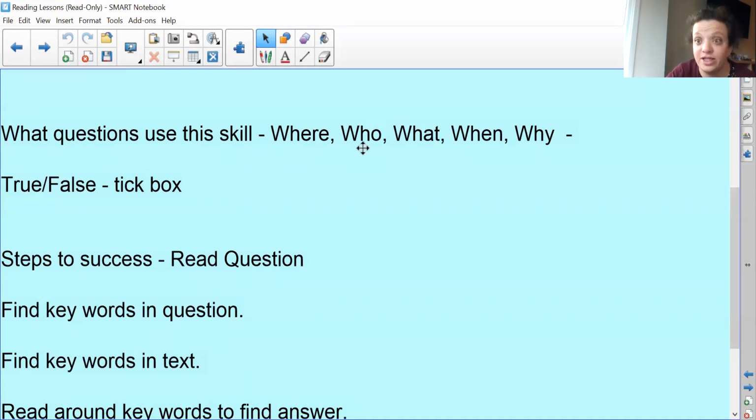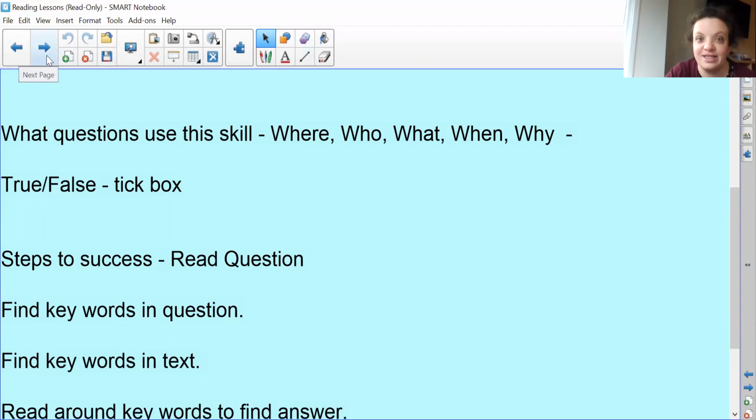For example, if we've got a who question, what will our answer be? If we've got a when question, what will our answer be? So a who question, it's going to be a person, isn't it? Or a character, somebody. Okay, if it's a when question, it's going to be a time. So 5 o'clock or after dinner or when he got home. It's a kind of a time, when something happens. Okay, why, we're going to be given a reason. What, probably an object or a thing or a feeling, and where is a place. So we're going to use those key question words to work out what our answer is going to be.